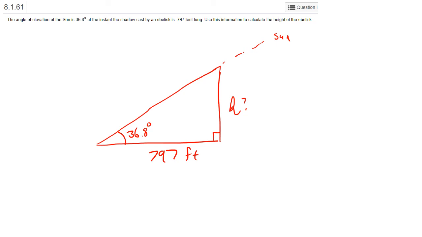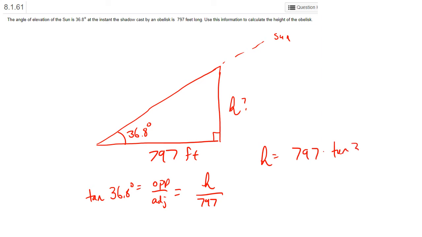So what trigonometric ratio of this corner angle will involve the unknown height and the known shadow length 797? That's right, tangent or cotangent. The tangent of 36.8 degrees is the opposite length over the adjacent length. The opposite is our unknown h. The adjacent is the known shadow 797 feet, from which I get that my height is 797 times the tangent of 36.8 degrees. You could punch that into a calculator to get an approximate answer. Just remember to be in degrees mode.